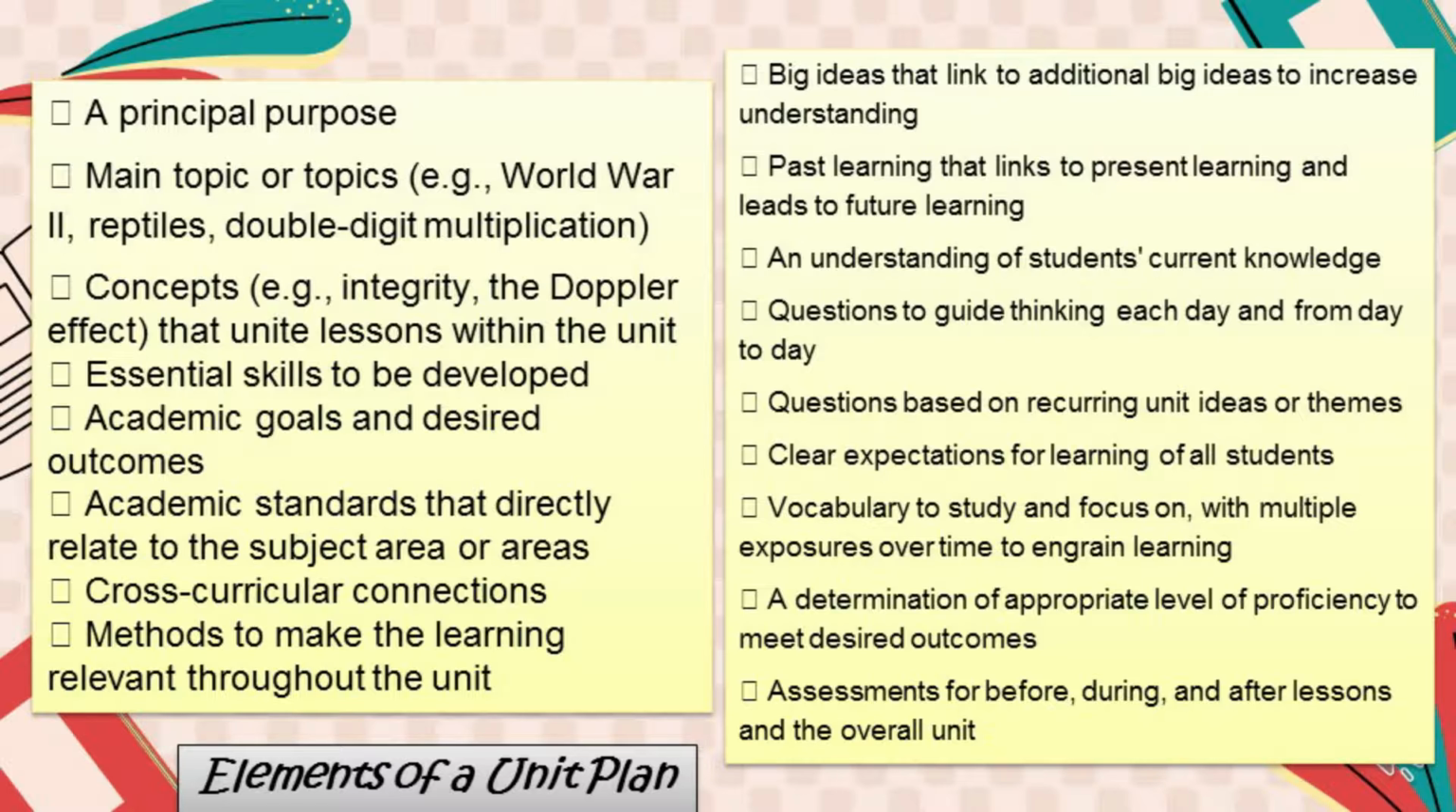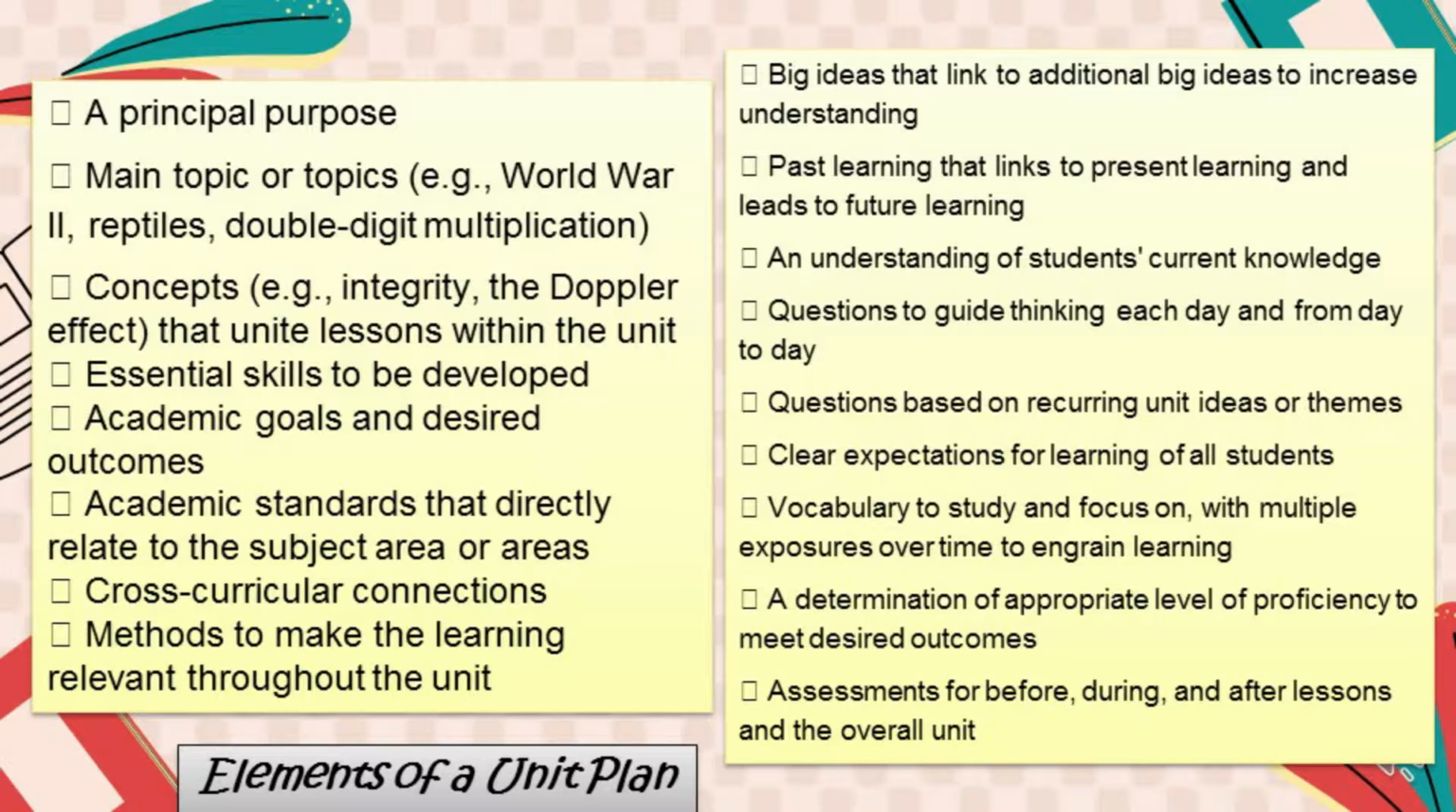Here, we must identify all of the content that needs to be taught and the skills that the students must develop upon the completion of the unit. Next, academic goals and desired outcomes. In developing a unit plan, it should identify the goals in the form of what students should know and develop or what students should be able to accomplish upon the completion of a particular period.